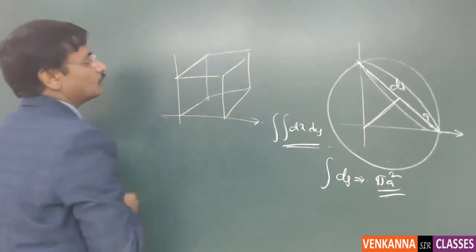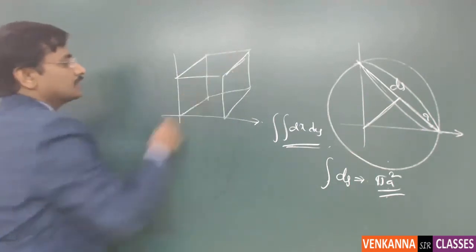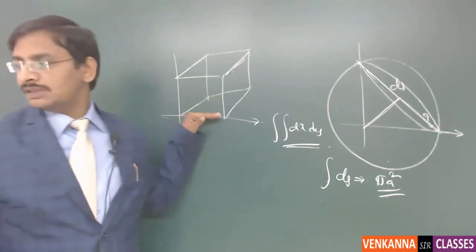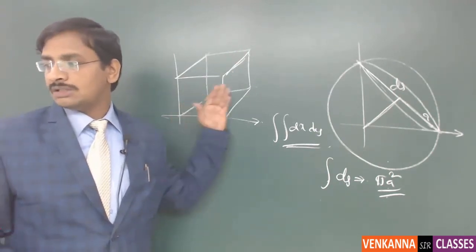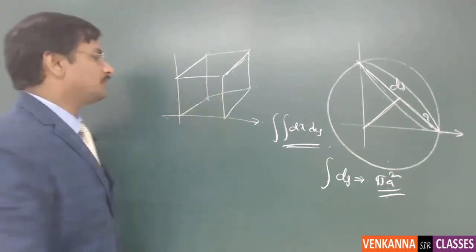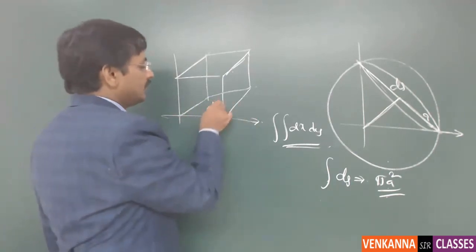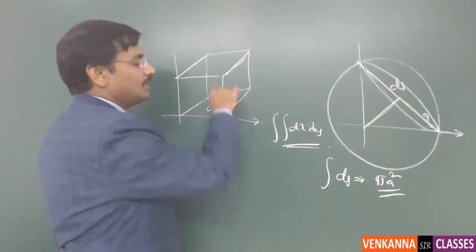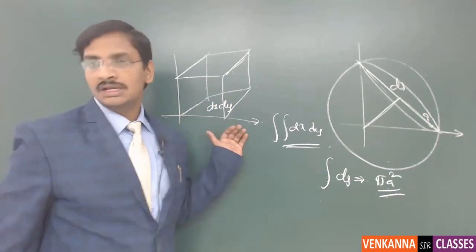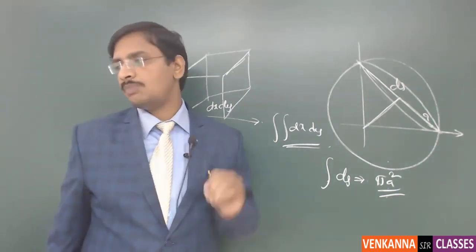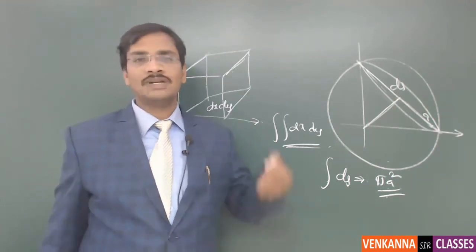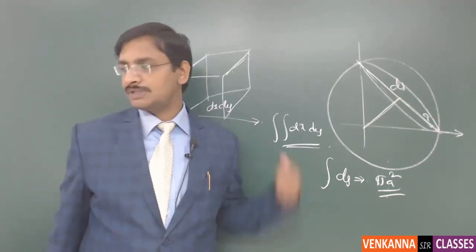See, this is a cube. On this cube, if you notice, any side is either on the xy plane or the yz plane or the zx plane. In such a case, if you want to find the area, you will straight away use dx dy or dy dz or dz dx, as long as the surface is exactly parallel to any of the standard planes. Now what if it is not parallel to any of the standard planes?